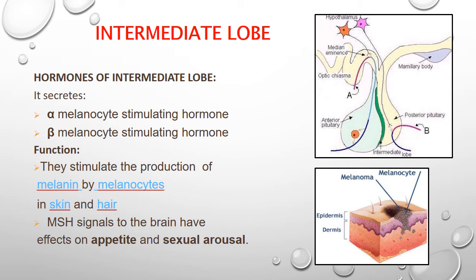Now second lobe, that is the intermediate lobe. The hormones of the intermediate lobe are alpha melanocyte stimulating hormone and beta melanocyte stimulating hormone. They stimulate the production of melanin by the melanocytes in the skin and hair. Why is our skin color and hair color black? Due to the melanin. MSH signals to the brain have effect on the appetite as well as sexual arousal. So these secrete the melanocyte stimulating hormone.